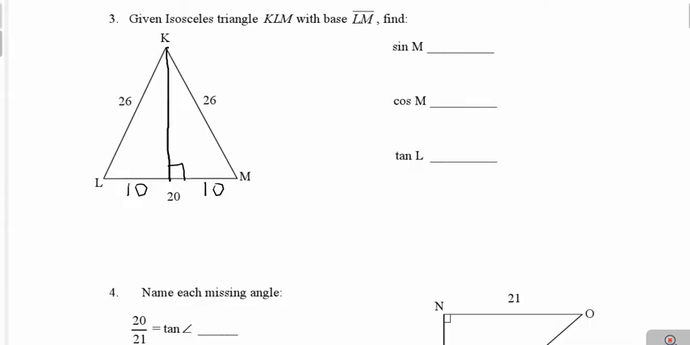Now, when you go to find the sine, cosine, and tangent, you really only need to look at one of the right triangles, depending on which angle. So for the first two, you only have to look at the triangle on the right. And then to find the tangent of angle L, look at the triangle just on the left-hand side. So go ahead and see if you can find the sine, cosine, and tangent, and then press play when you're ready to check your answers.